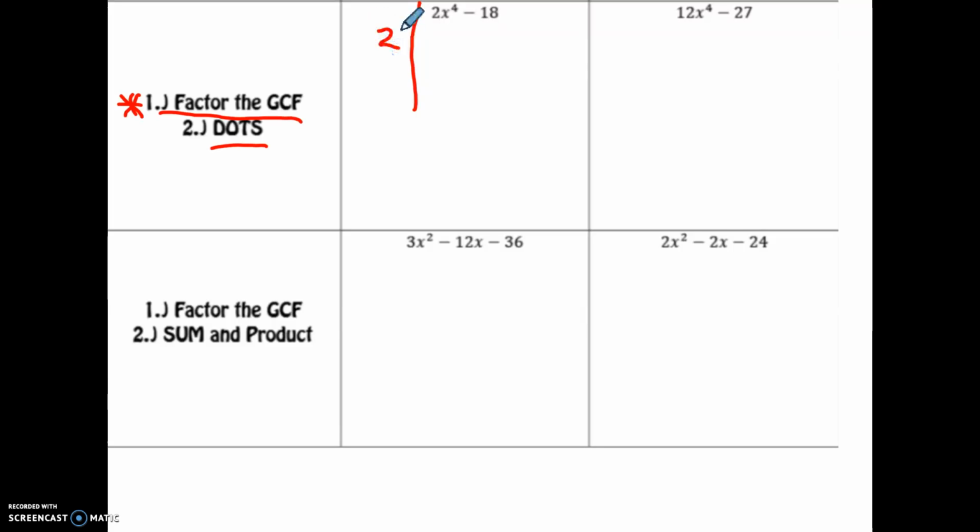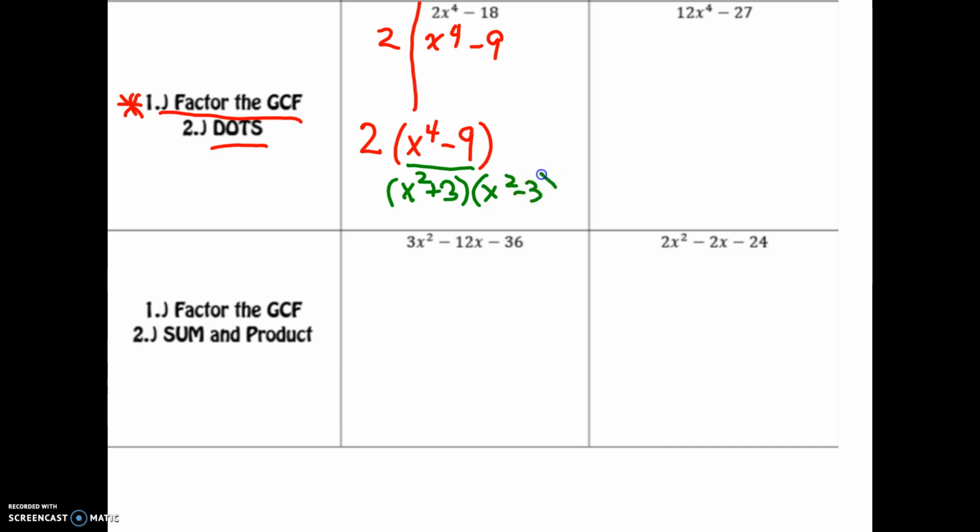So when I take that out, I'm left with x to the fourth minus 9. So I have 2 times x to the fourth minus 9. And in this case, I couldn't take out any of the x's because both terms didn't have x. But now looking at this, I notice that this right here has subtraction. It's a perfect square, and it has even exponents. So I can factor this into x squared plus 3 and x squared minus 3.